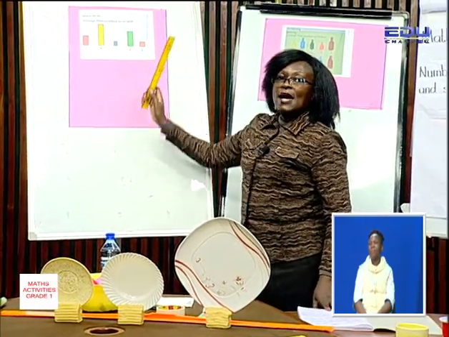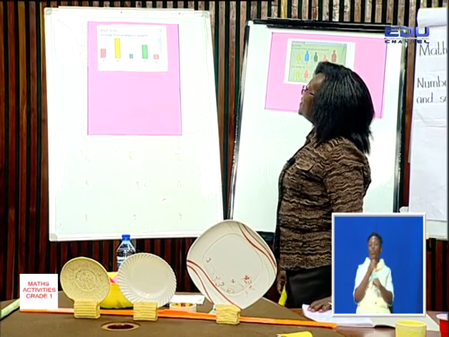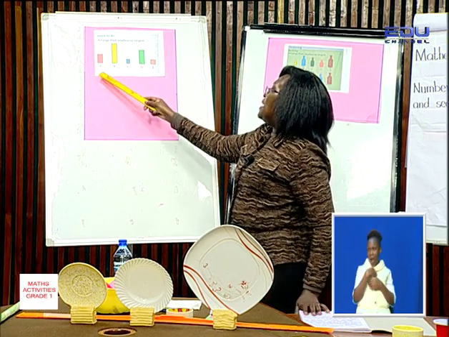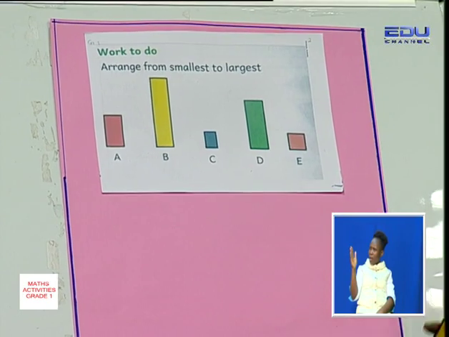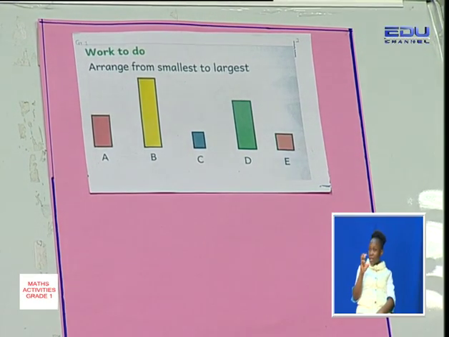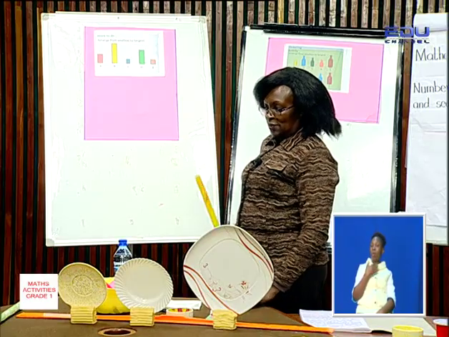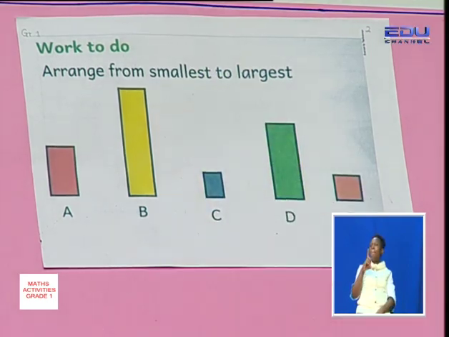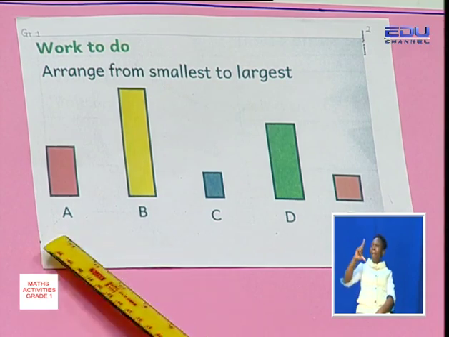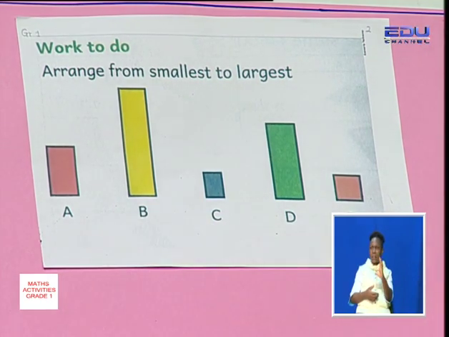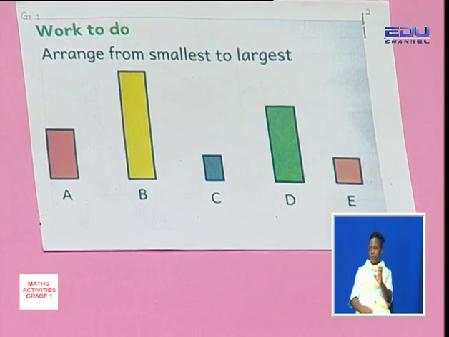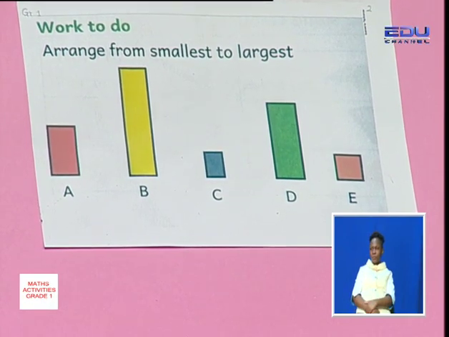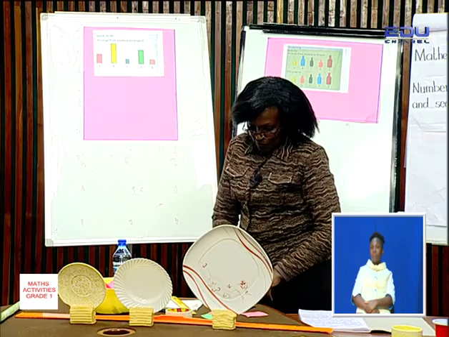Now, I have some work for you to do. I have some paper strips. I have strip A, B, C, D, and E. I want you to arrange the strips from the smallest to the largest. A, B, C, D, and E. Which one is the smallest? Which is the smallest?